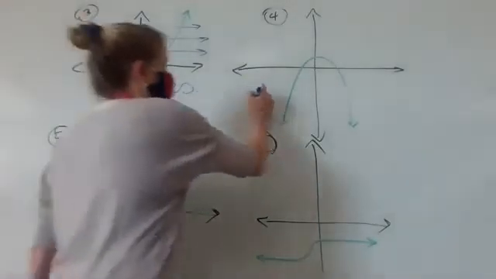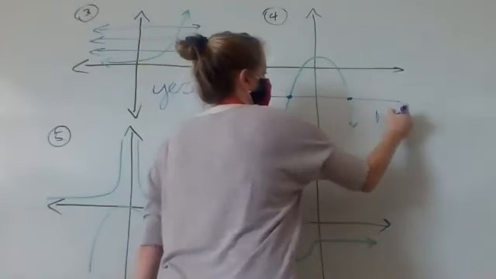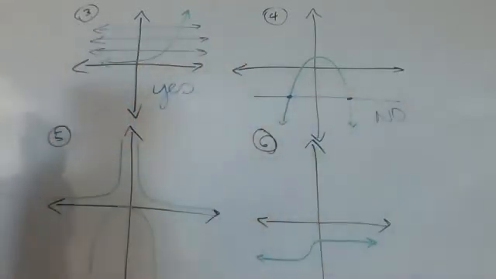But this one, if I draw a horizontal line right here, it touches it 1 time, 2 times. So that one is not 1 to 1.